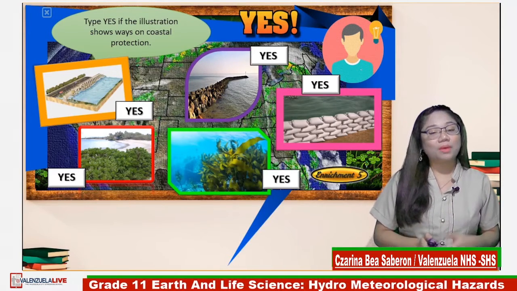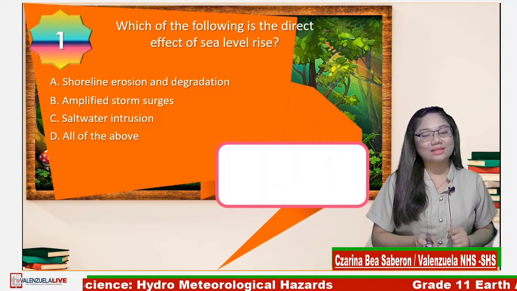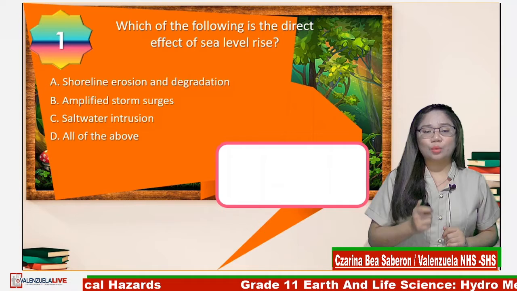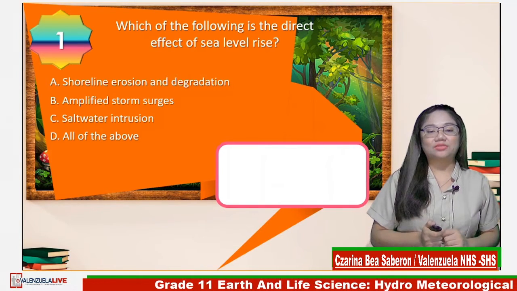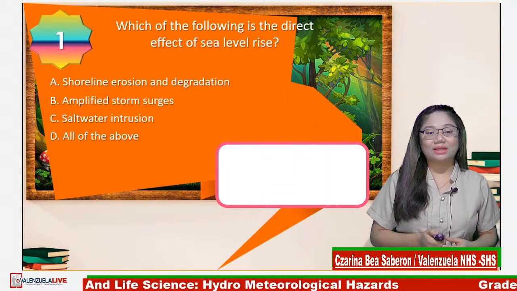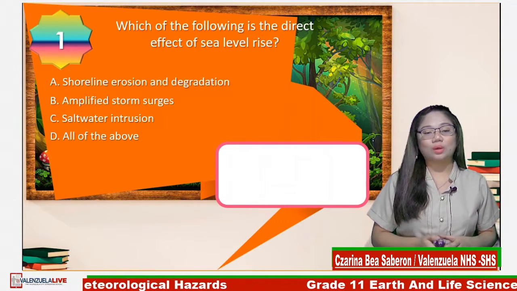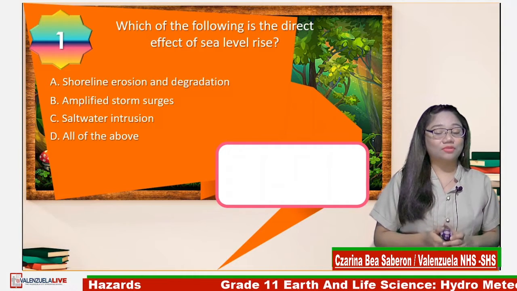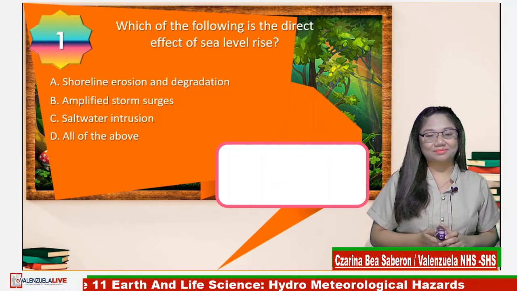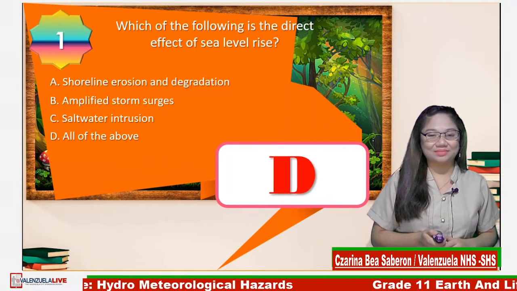Now, to sum up everything that you have learned regarding this topic, hydrometeorological hazards, so let's answer this assessment. So first question, which of the following is direct effect of sea level rise? Is it shoreline erosion and degradation, amplified storm surges, saltwater intrusion, or all of the above? Okay, great job for those who have answered letter D.